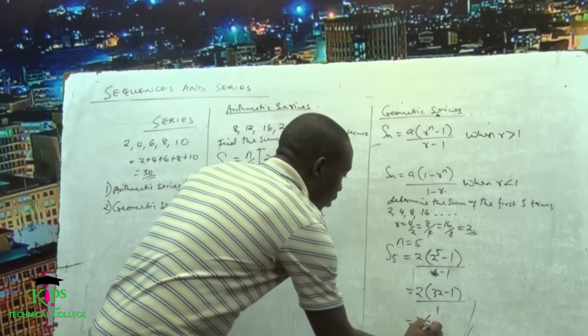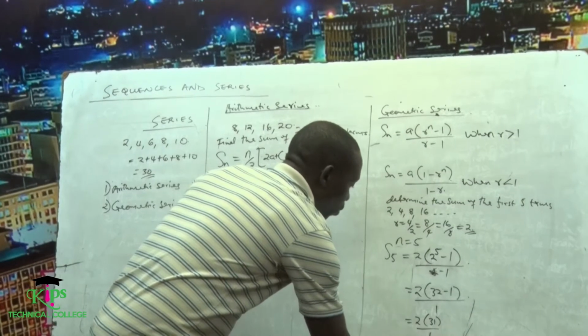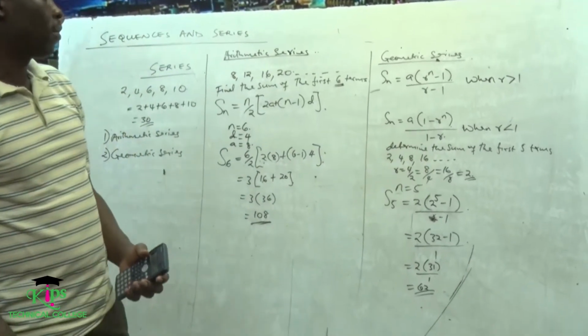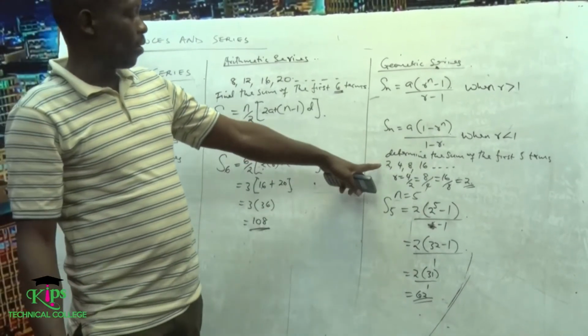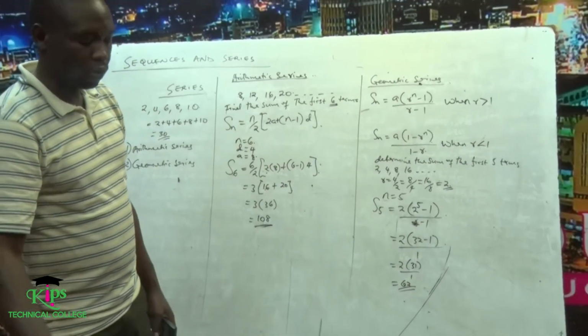So this is 2 into 32 minus 1 over 2 minus 1, which is 1, which will be 2 times 31 over 1, which will actually be 62. So the sum of the first 5 terms in this particular sequence will be equal to 62.